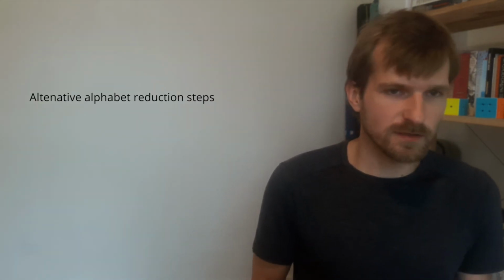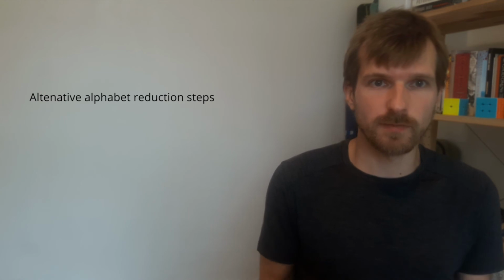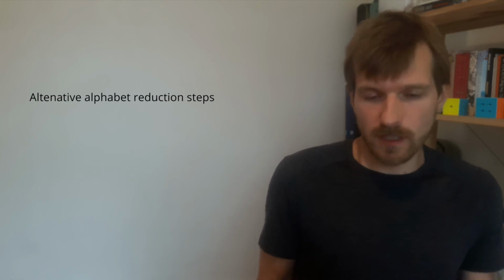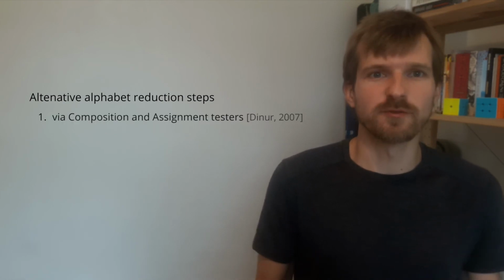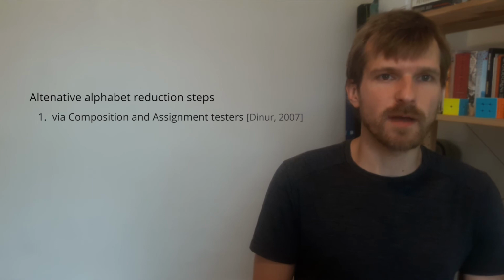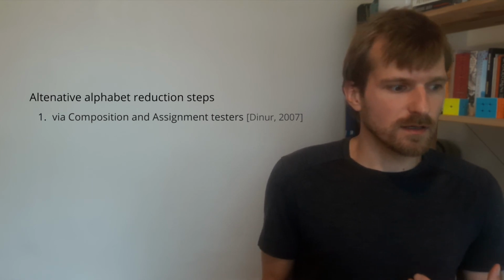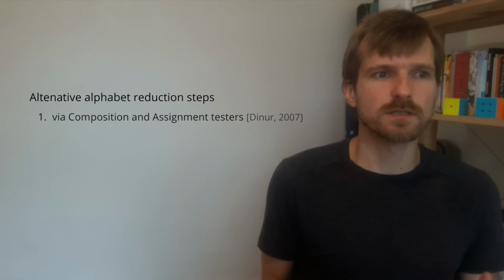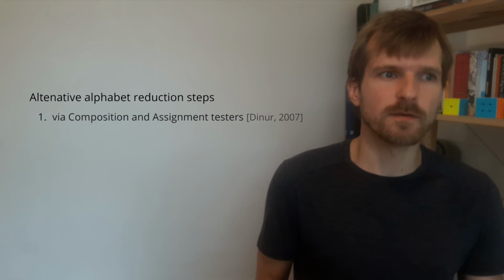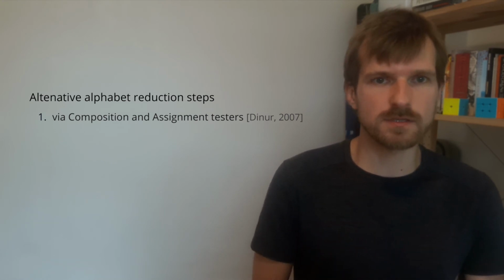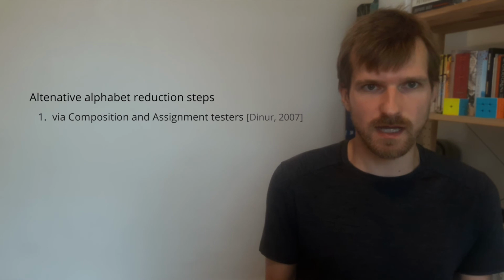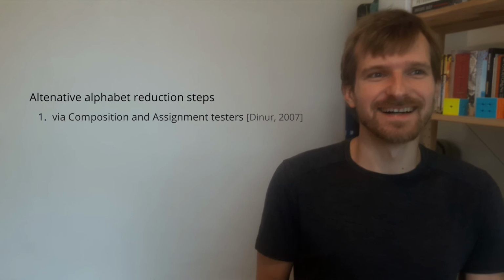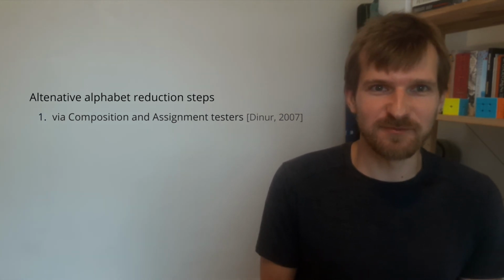Another thing that I should mention is how our proof compares to other proofs of the alphabet reduction. There is obviously a proof of alphabet reduction in Dinur's original paper, which is somehow convoluted. It uses this 2-step reduction with 2 layers of error-correcting codes using something that is called an assignment tester. And frankly, I never understood what an assignment tester actually is. So please forgive me for not explaining it.